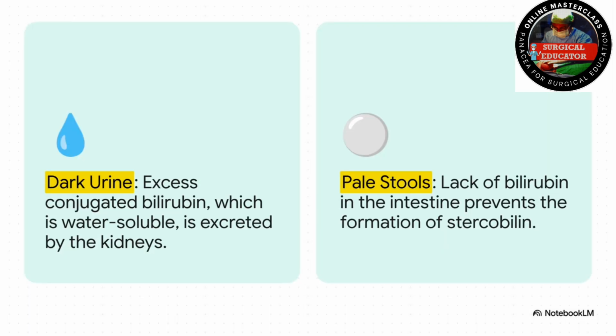You know, this combination of dark urine and pale stools is a fantastic diagnostic clue. It tells us that the liver has already done its job. It's conjugated the bilirubin. But that bilirubin is hitting a roadblock and can't get into the gut. This points directly to a post-hepatic obstruction, meaning the blockage is after the liver.